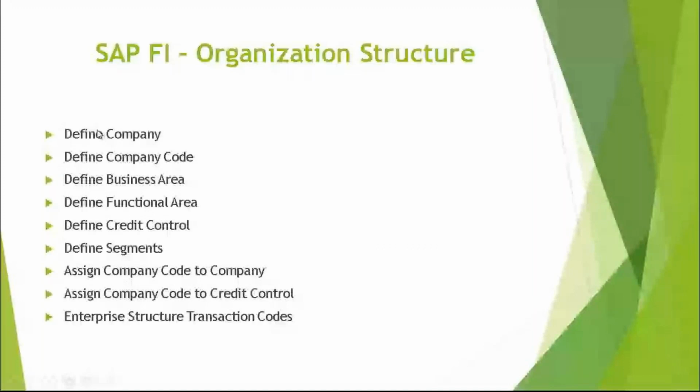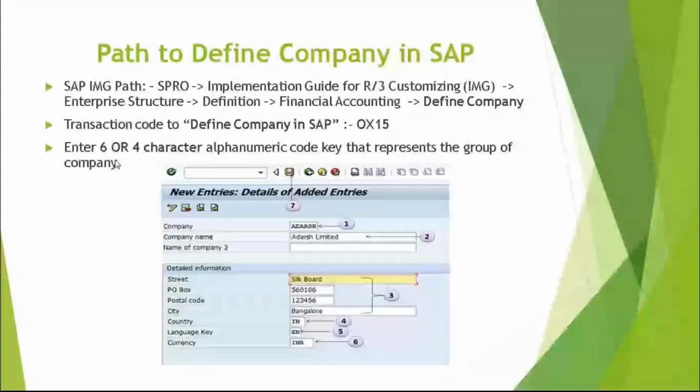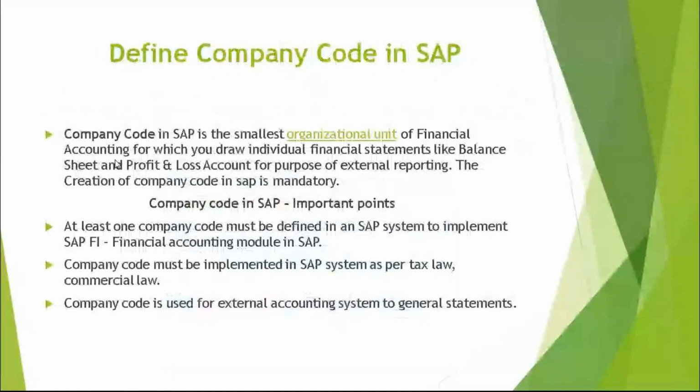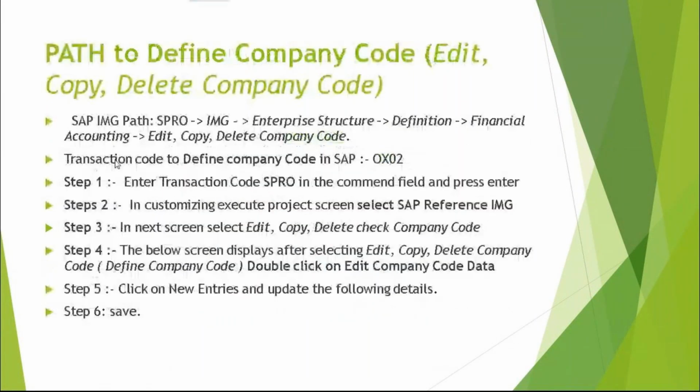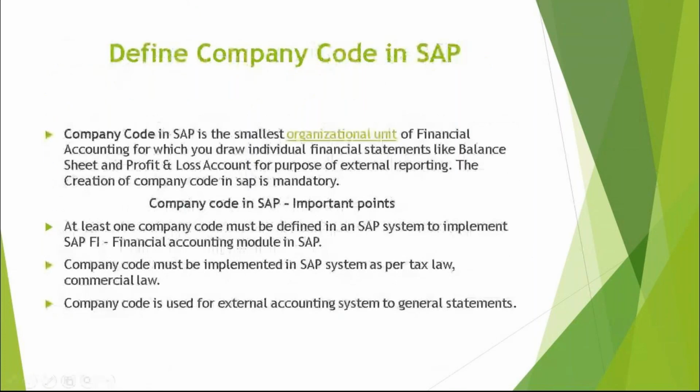So what do you mean by define company code to company? So here what happens, I created the company, the further information I wanted to give, so that time I will be using define company code to company. See, company code is in SAP the smallest organizational unit of financial accounting, for which you draw the individual financial statements like a balance sheet, profit and loss account, or any external reports. If you are creating, company code is mandatory.